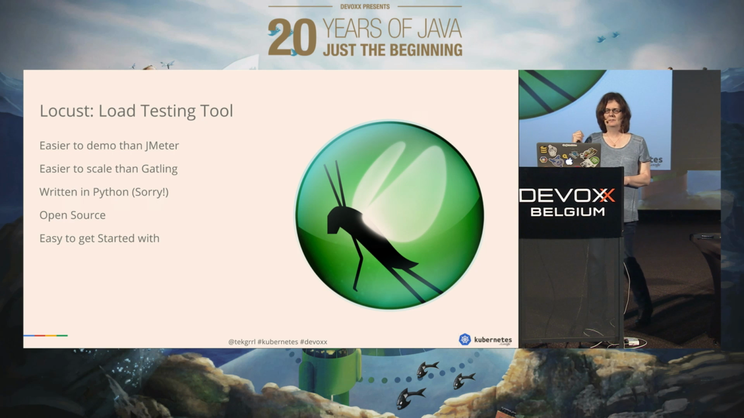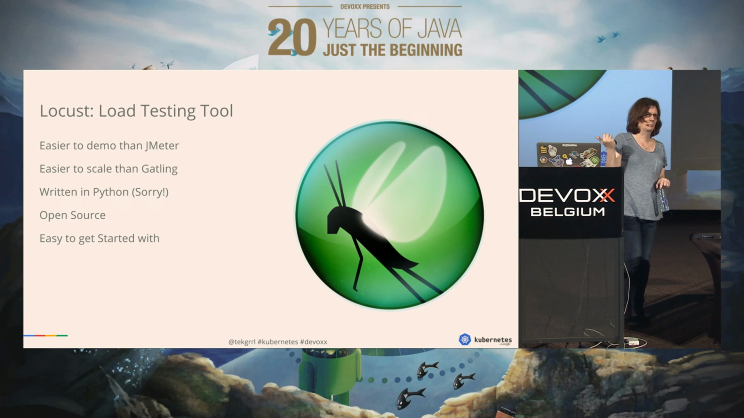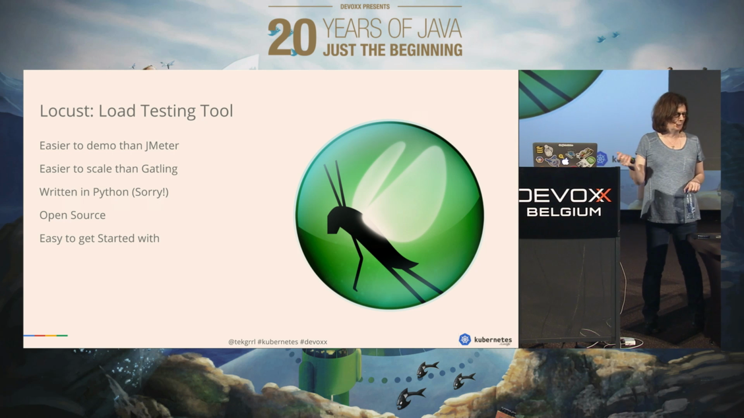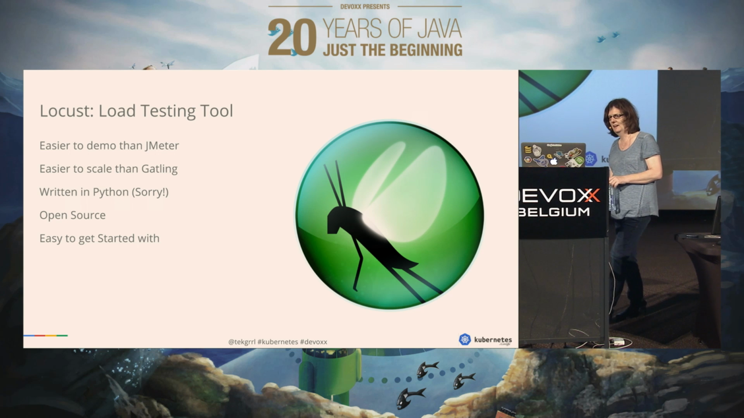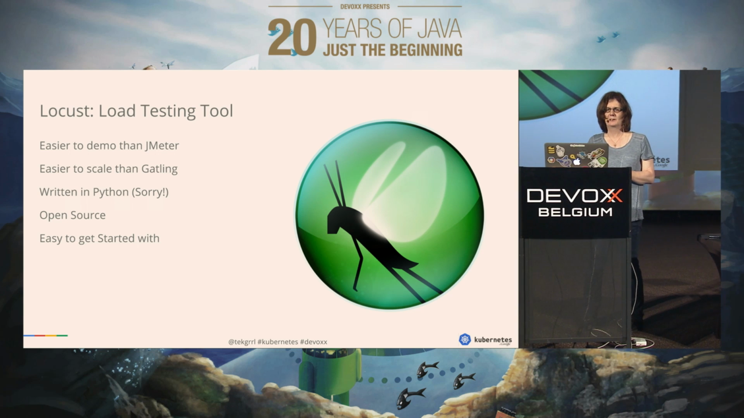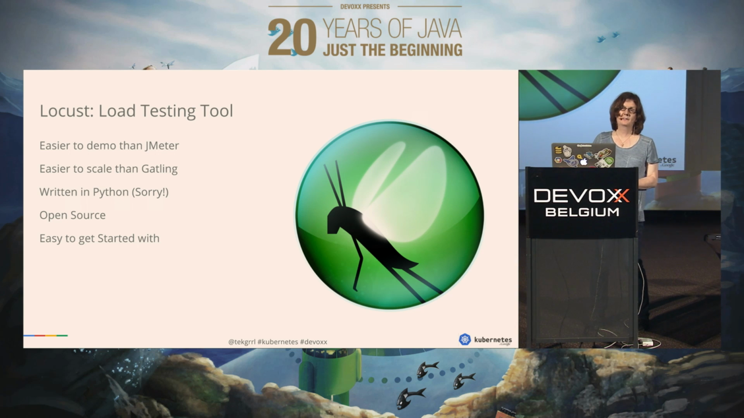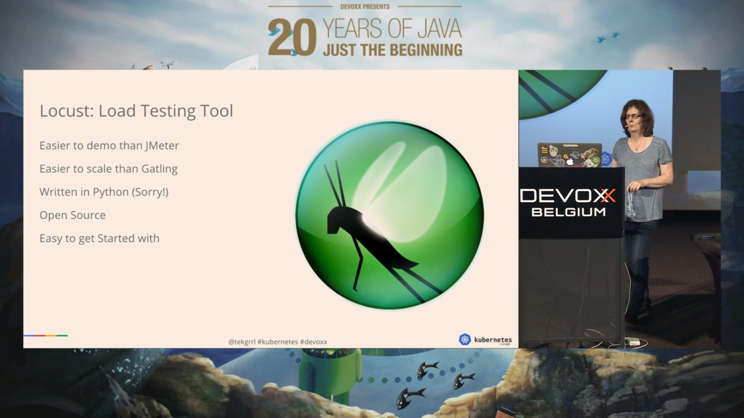Locust is written in Python, sorry about that, but it's pretty good Python. It's fairly easy to understand and fairly easy to customize because it is open source, so you can change this thing to do whatever you want. And it's also very easy to get started with, which is one of the reasons why it's so attractive for a demo. Because the problems you have with demos go up exponentially compared to the complexity of it. That's my rule.